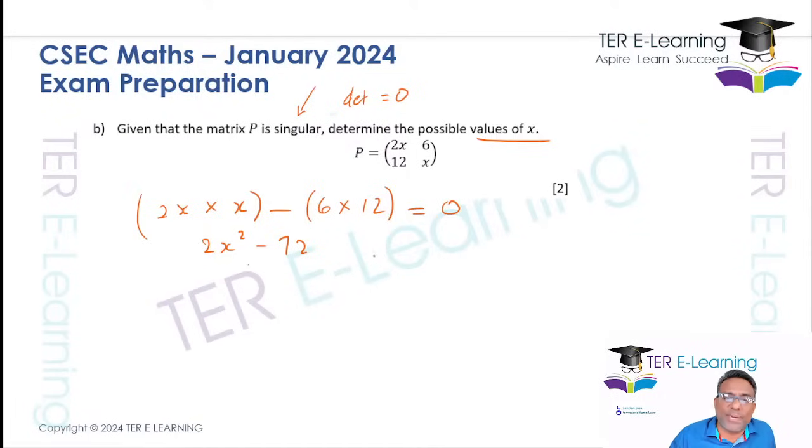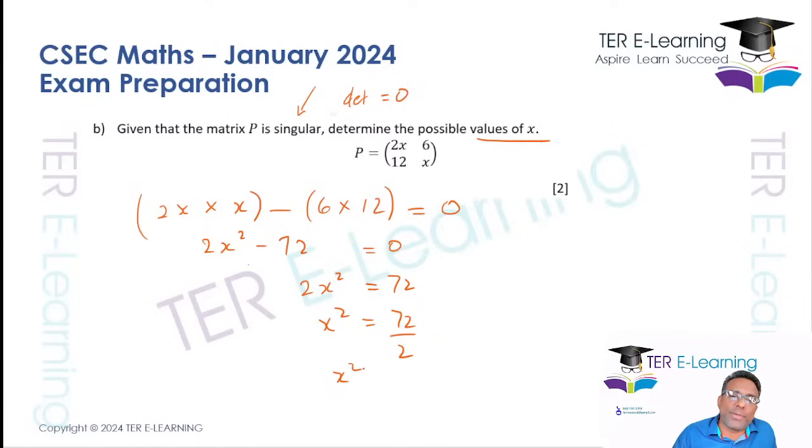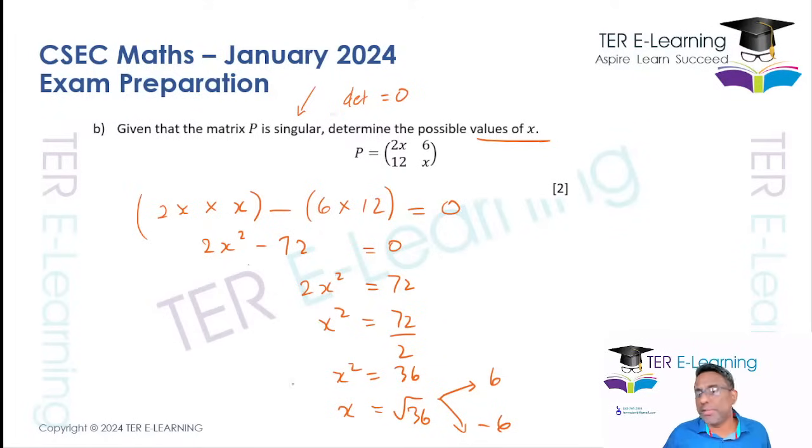So this should have been 2x squared minus 72 is equal to 0, right? So 2x squared is equal to 72. X squared is equal to 72 over 2. X squared is equal to 36. So therefore x is equal to the square root of 36. So we have two answers, positive 6 and negative 6, right? I really find the answer is looking a little strange. Right, so my bad, starting to get a little sleepy too, yeah?